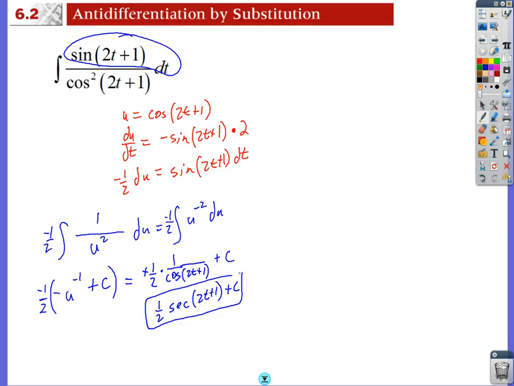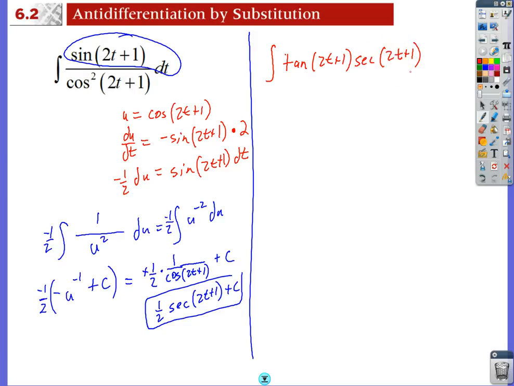So how does that happen to get it here to be a second way? Well, I can recombine this. I can say my integral is sine over cosine. Sine over cosine, that's tangent. So I can rewrite this as tangent of 2t plus 1 times, well, 1 over cosine is what's left over. Well, 1 over cosine is secant of 2t plus 1.